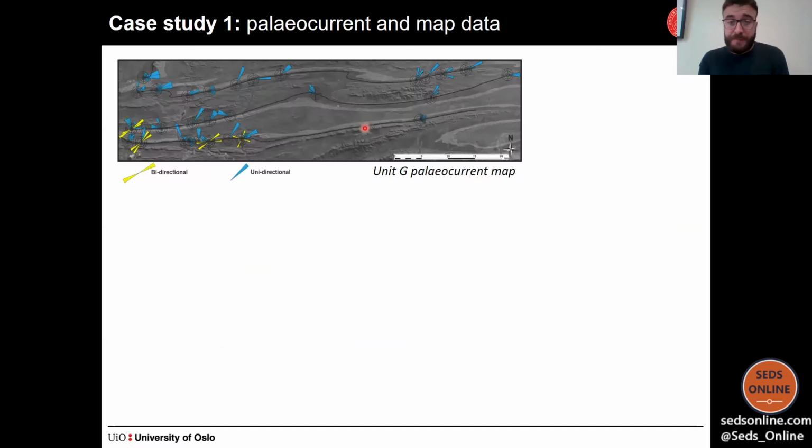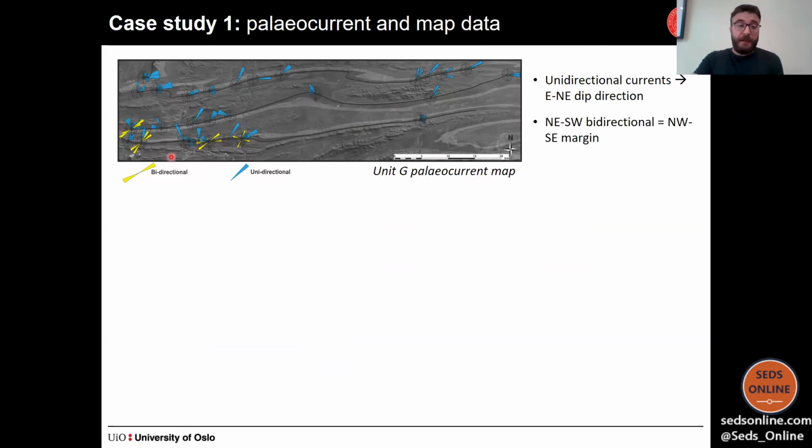So when we try to plot the paleocurrent map, we have the unidirectional paleocurrent readings, which are the blue ones. They point towards an east-northeast direction. And this is consistent with the previous studies that have suggested that the distal part of the basin is located to the east and northeast. And interestingly, all the bidirectional values are located in the southwest. And this is therefore where we predict to have the shallower deposits of this unit.